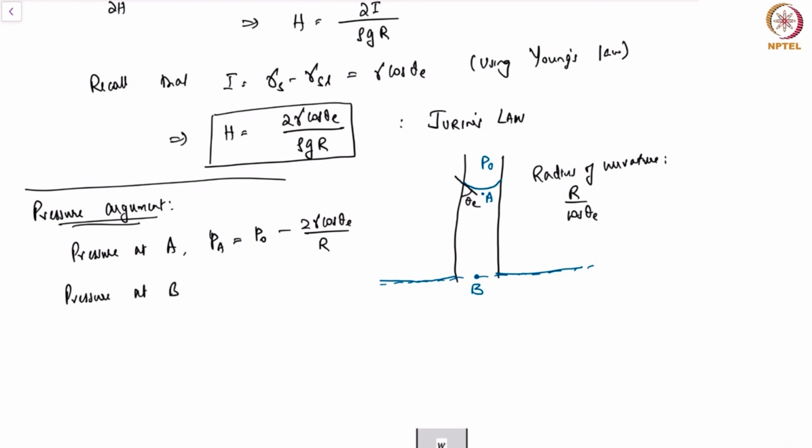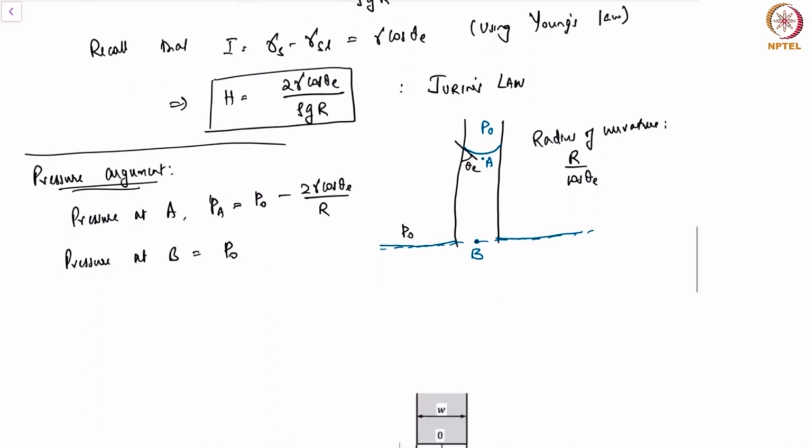And the pressure at B now would be the same as P naught, because this point B is at the same level as the level outside the capillary tube on either side of the capillary tube. Now we also have to recognize that the pressure at B is P naught, and the pressure difference between A and B is now purely hydrostatic, right?